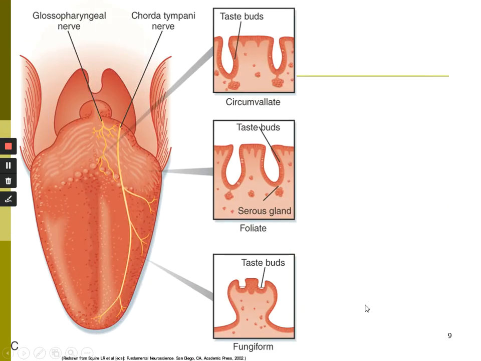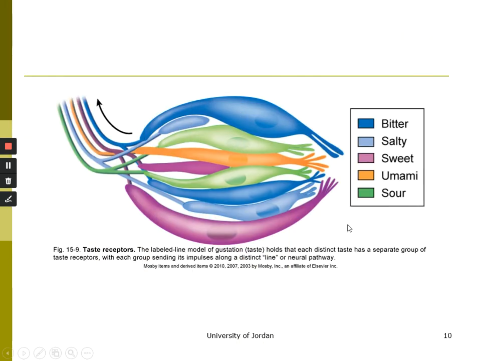Okay, this is the taste buds here, and this is the taste buds. They have the taste receptors, and the taste receptors have cilia here, hairs. As I said, the posterior third of the tongue is supplied by the glossopharyngeal nerve, which is the ninth cranial nerve, and the anterior third of the tongue is supplied by a division of the facial nerve, the seventh cranial nerve. As you see here, these are the receptors for taste.